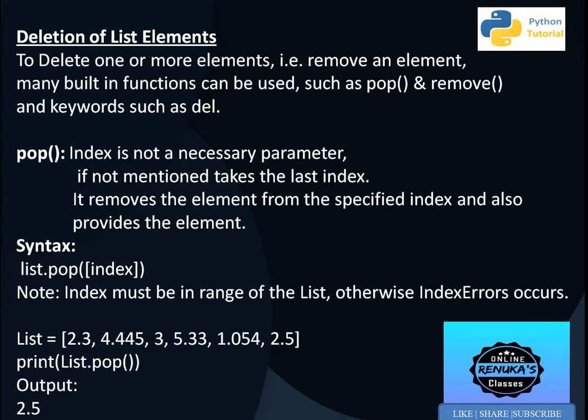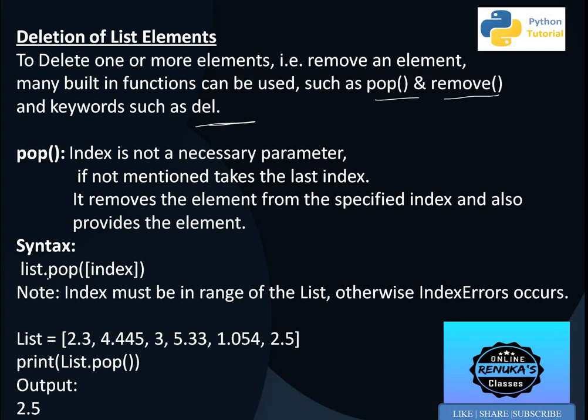Then comes the deletion of list elements. This can be done in many ways with the help of the pop function, remove function and del keyword. Now the pop function, here we are just taking out the first element from the list.